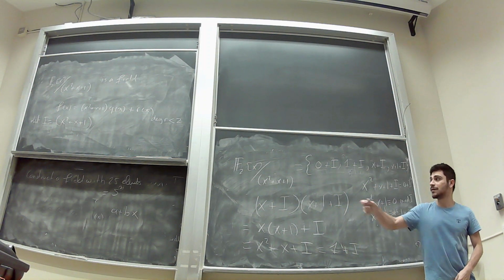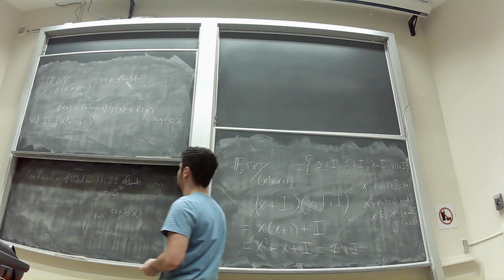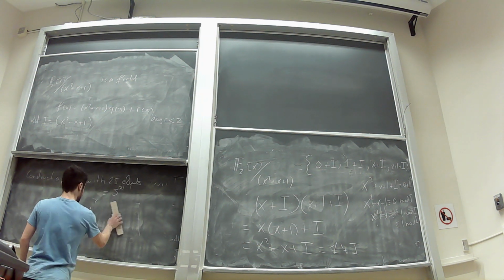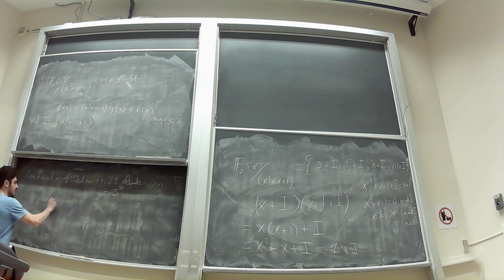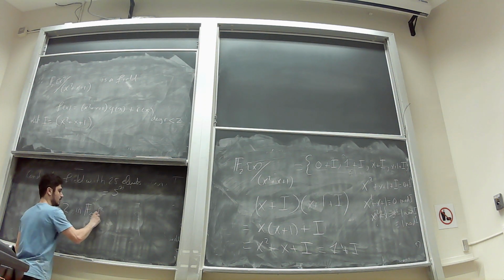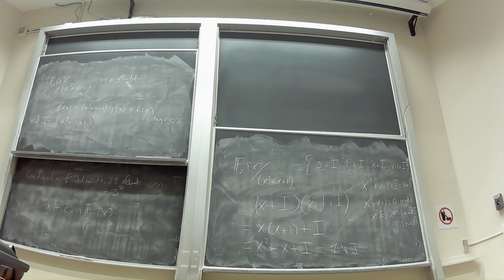Take f of x and divide by, let's say, I don't know, x squared plus 2. Let me find an irreducible polynomial of degree 2. Let's say x squared plus 2. Check 0, 1, 2: 2 squared plus 2 is not 0 mod 5. Okay, great. So take x squared plus 2 in F5[x]. When you divide by x squared plus 2, what are the possible residues? These are all the polynomials of degree at most 1 in F5[x], right?